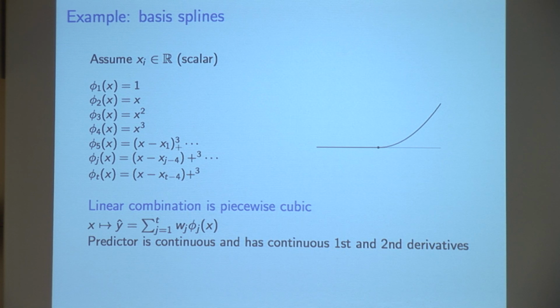Now, normally splines are associated with interpolation. We're not really so interested in interpolating data, in particular if there's noise. But you don't have to use splines to interpolate. You could even use splines to just approximate data.